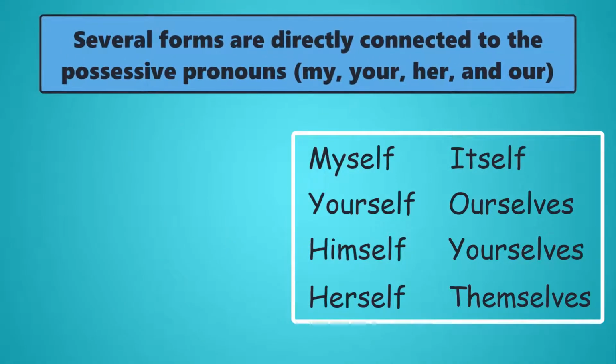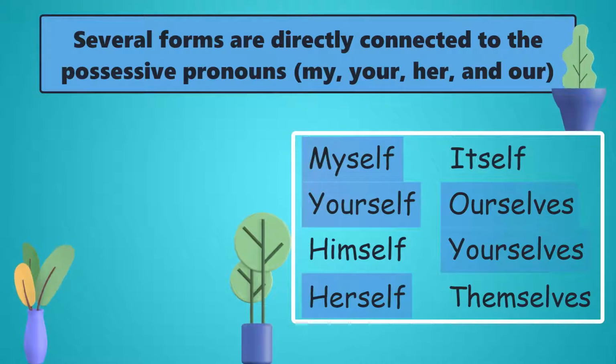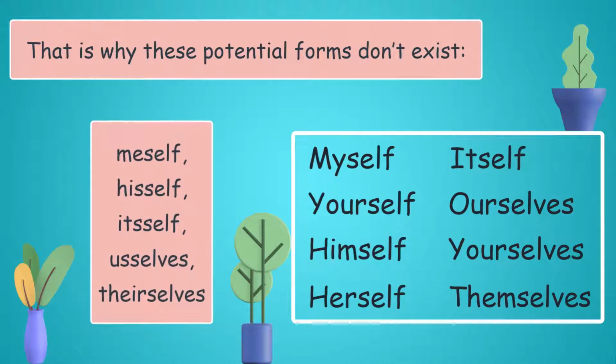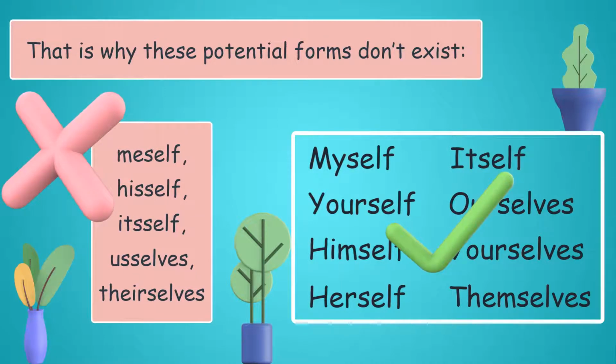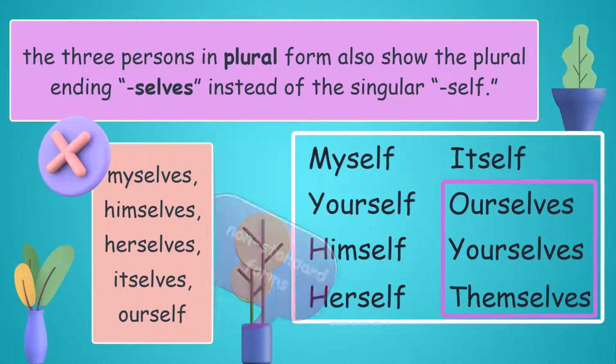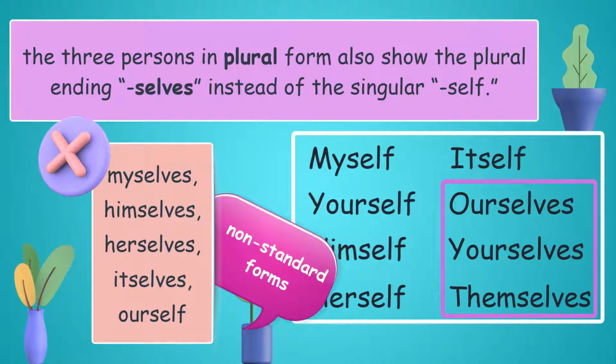Several forms are directly connected to the possessive pronouns, my, your, her, and our, or to the object pronouns, him, it, and them. That is why these potential forms don't exist. And the 3rd person plural form also shows the plural ending, selves, instead of the singular self. These constructions either don't exist or are non-standard forms.